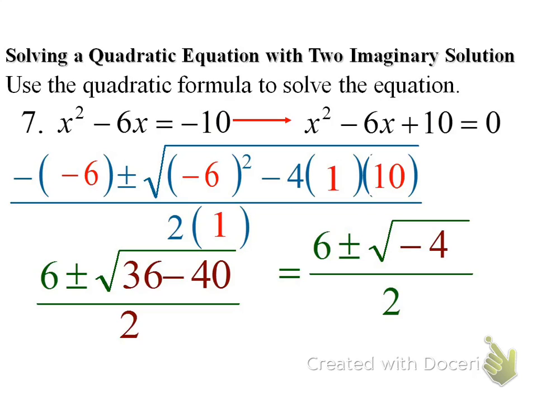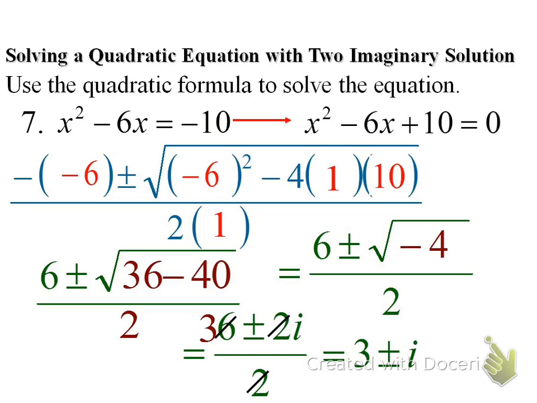Do you guys remember what the square root of negative 4 is? 2i. So right now I have 6 plus or minus 2i over 2. What would the last step be here? Simplify. Everything's divisible by 2. So we can go ahead and turn this into 3 plus or minus i. So they're saying that there are two imaginary solutions. One of them would be 3 plus i, and one of them would be 3 minus i.